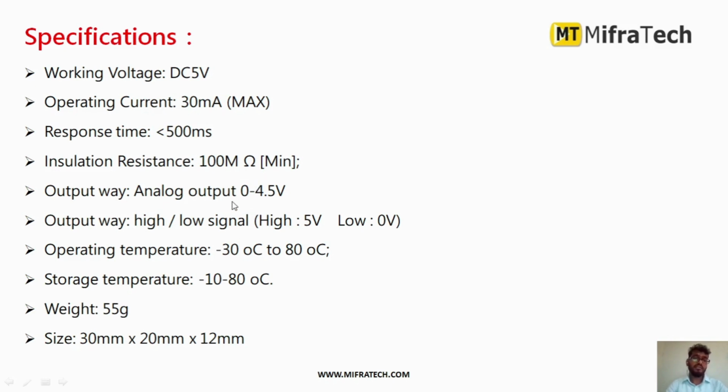The output wise, as I told, analog and digital are both present. Operating temperature is minus 30 to 80 degrees Celsius. Storage temperature is between minus 10 to 80 degrees Celsius. The size will be 30 mm by 20 mm by 12 mm. This is the whole size of the turbidity sensor module.